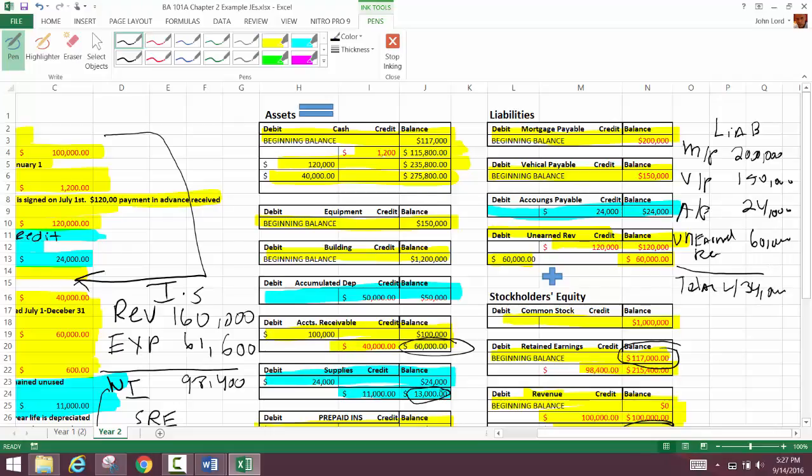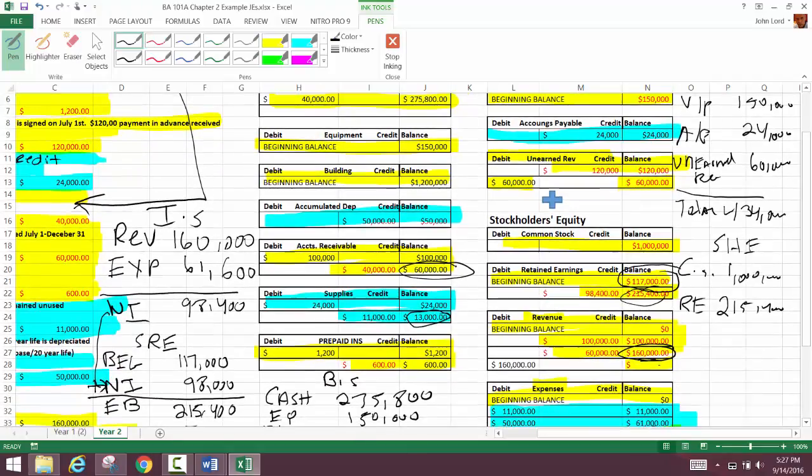How about my stockholders' equity then? And my common stock is what? A million? It's a million. And my retained earnings is how much? 215,400. Yep. Okay, good. And my total, even I can do that one in my head. Total stockholders' equity is 1 million.